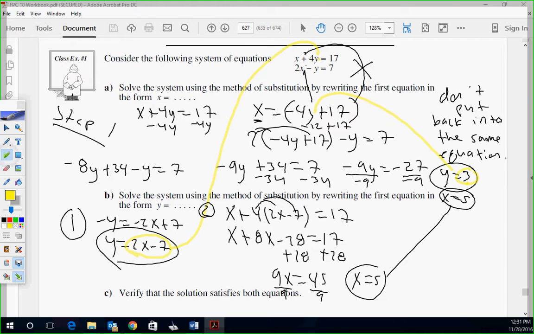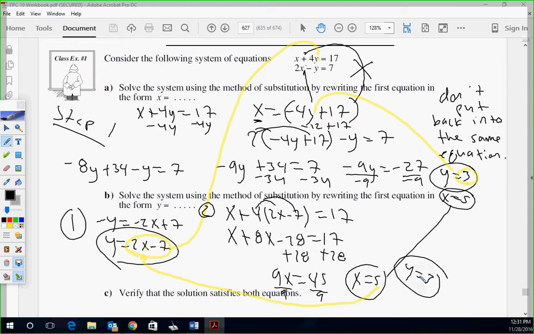Again, take that 5 and put it back into that one where you isolated already. Put it right there for x. Okay, so Lauren, what's 2 times 5? 10. What's 10 minus 7? 3. We got the same answers.